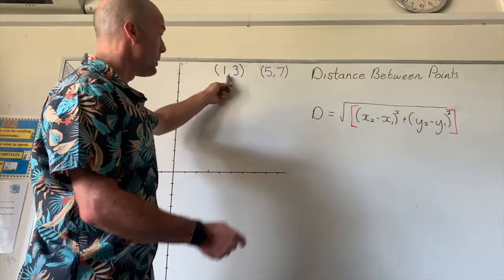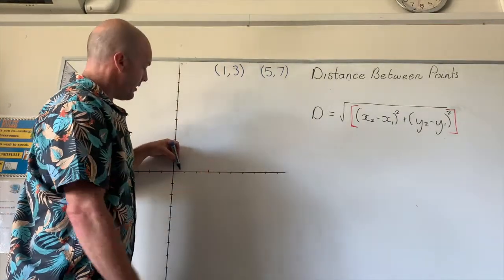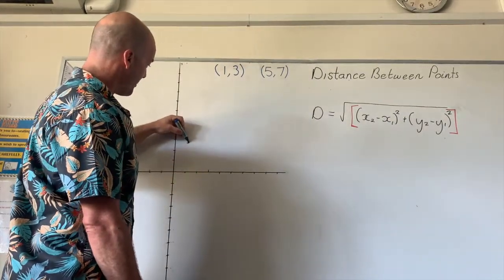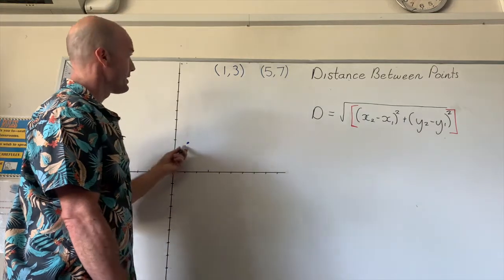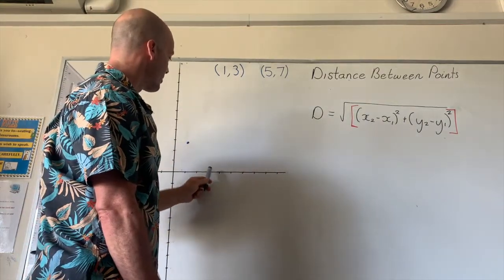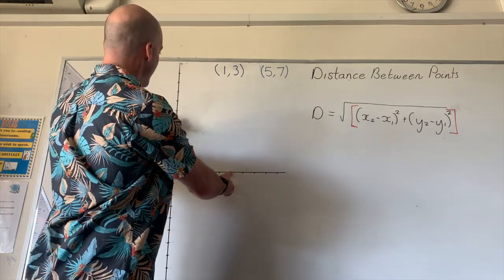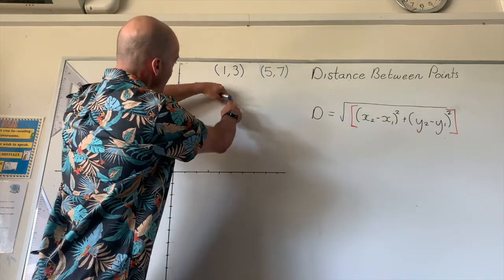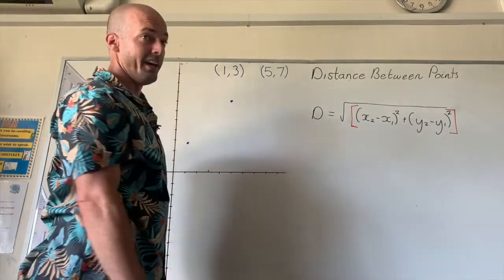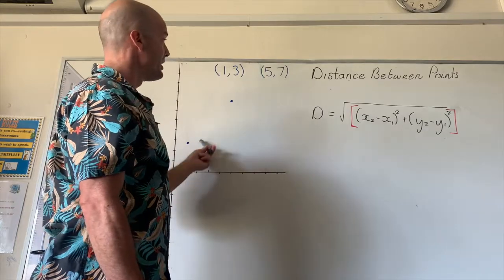So the first one, number 1, is 1 and 3. So that's 1 across and 3 up. That's a dot. That's how it would look. The second one is 5 and 7. So 1, 2, 3, 4, 5 over there, and 1, 2, 3, 4, 5, 6, 7. They would come together and it would be about there. Now we need to find the distance between them.